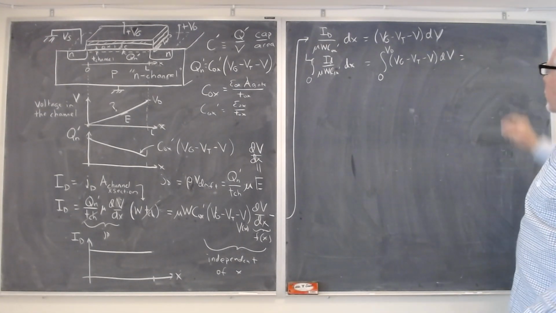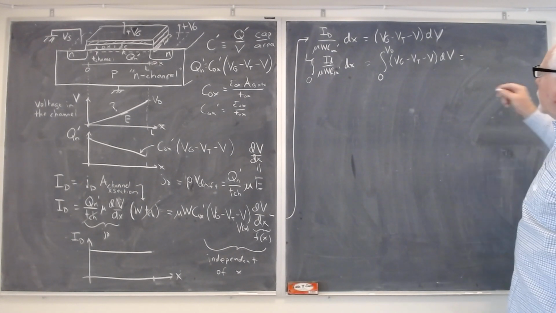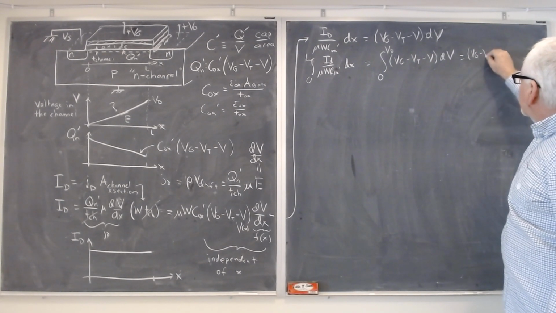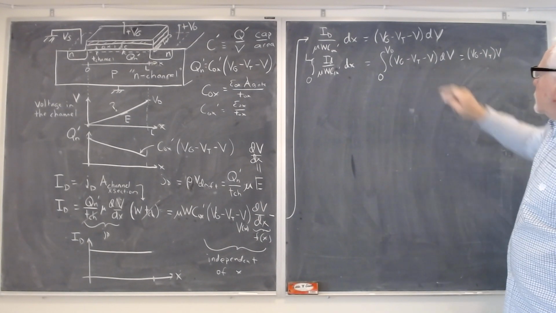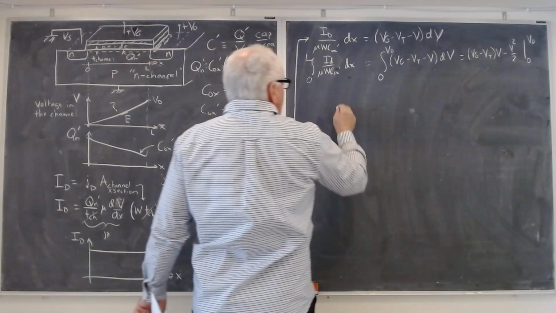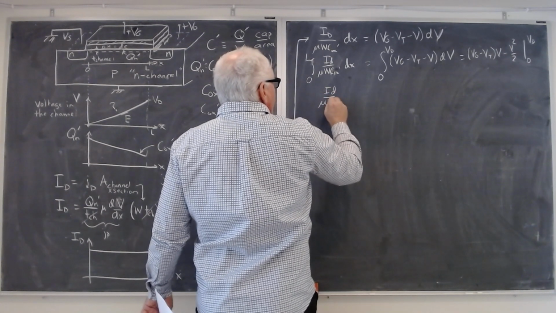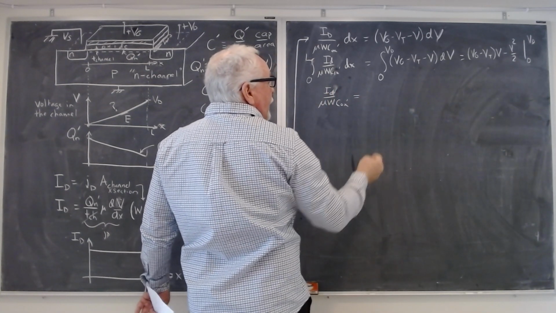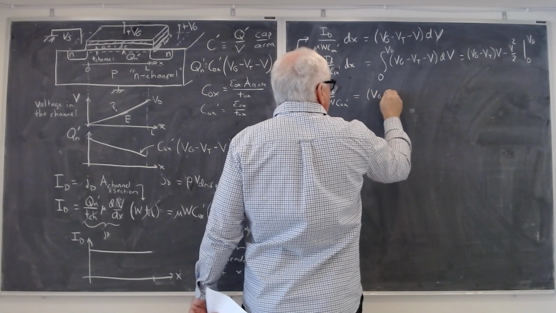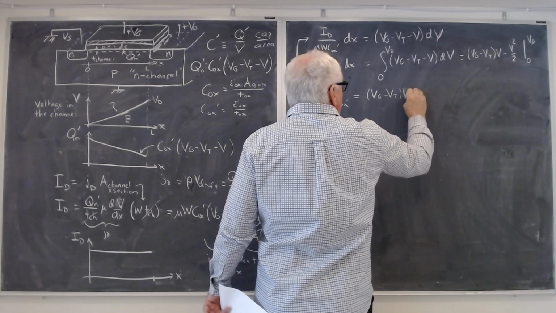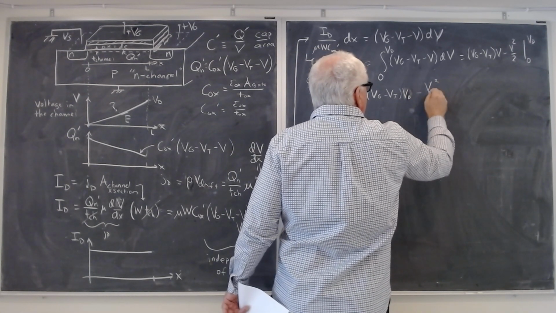All right, so let's just do the integral. The integral is pretty easy, right? Because this is a constant, so that becomes Vg minus Vt minus V, and this one is V squared over 2, and that's between 0 and Vd. And this one is just the integral of dx, which is L. So I have ID over mu W C oxide prime is equal to that, just plugging in, Vg minus Vt times Vd minus Vd squared over 2.